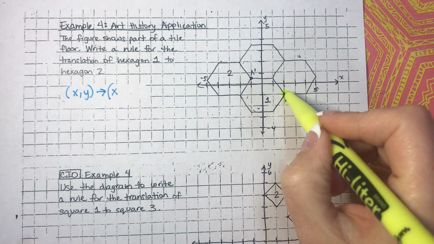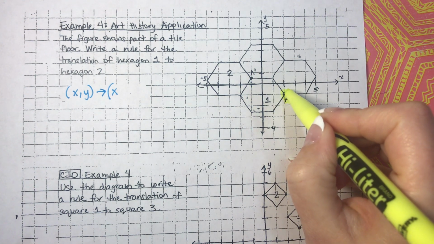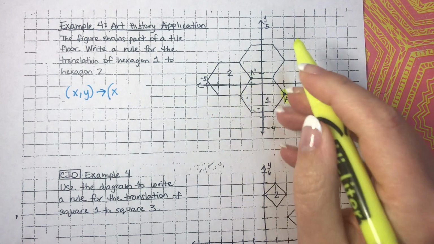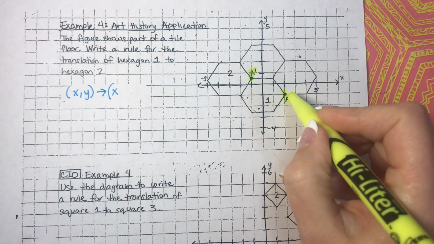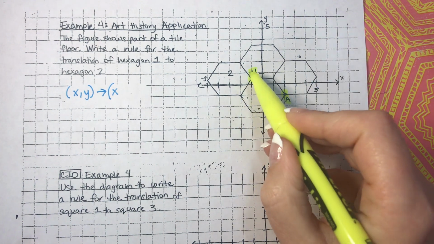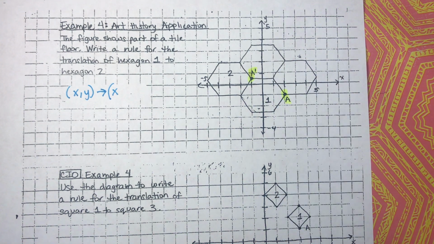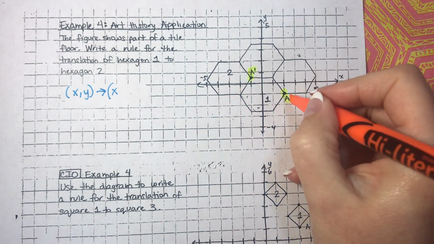And then we're going to pick that same point over here in 2. This is the farthest point on the right. So out of 2, the farthest point on the right is right here, and we're going to call that A prime. So we're going to start here, and we're going to end there. This is our pre-image, this is our image. So what we want to know is what is the horizontal change from A to A prime?